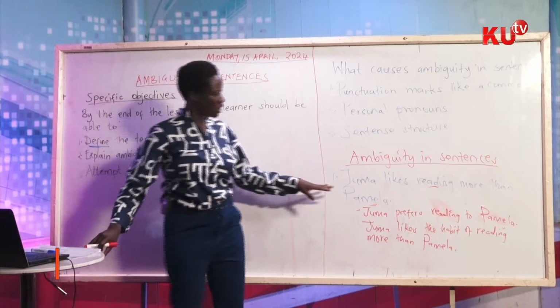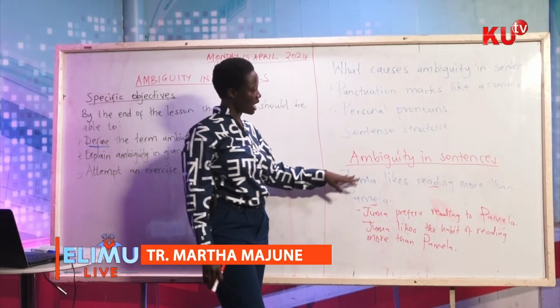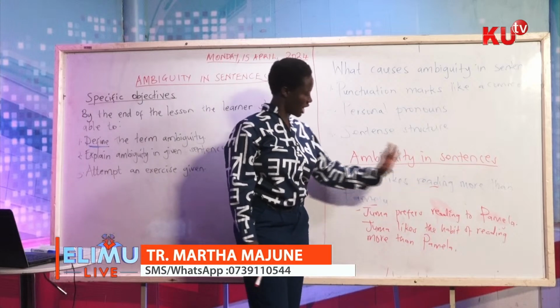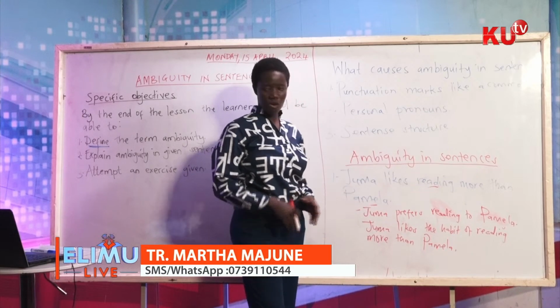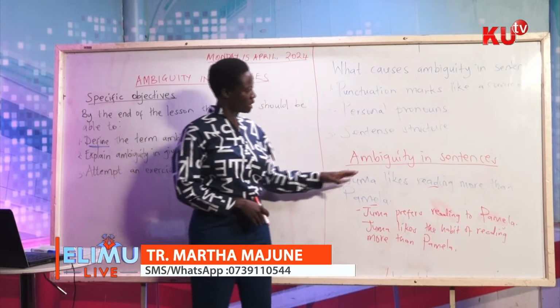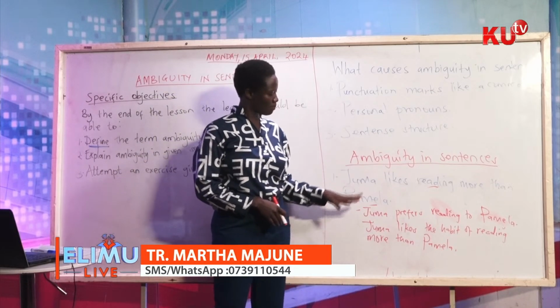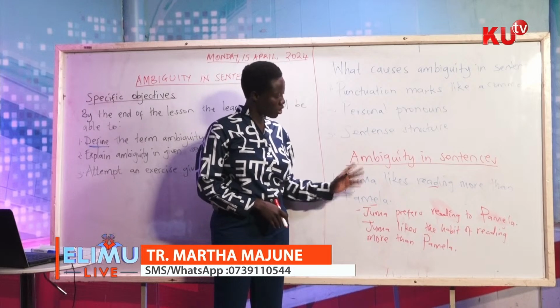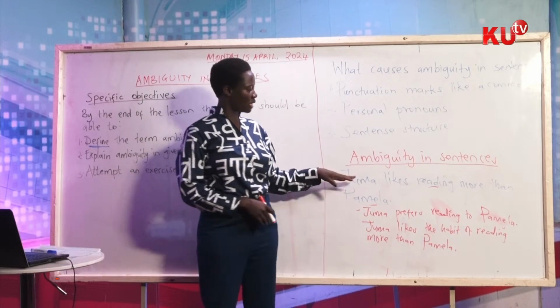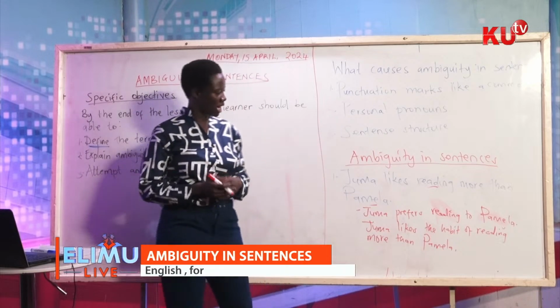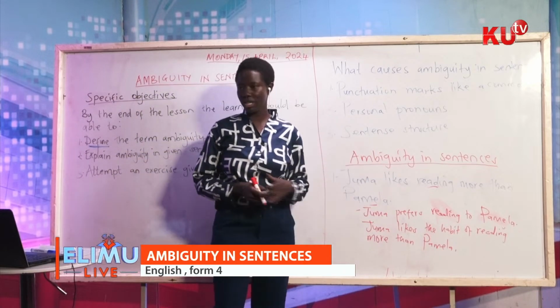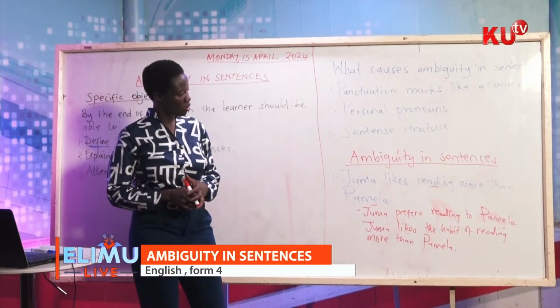So of the two, we have one person, Juma, and we have the action, reading, and we have another person here who is the object, Pamela. So Juma likes reading more than Pamela. The first meaning means that we only have one person here, and that person is Juma. And between reading and Pamela, Juma prefers reading to Pamela.